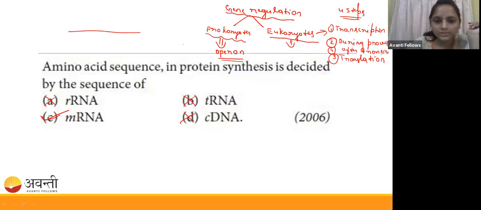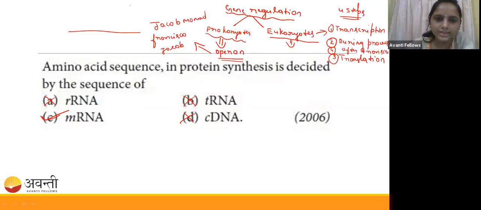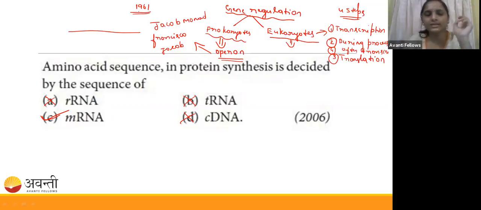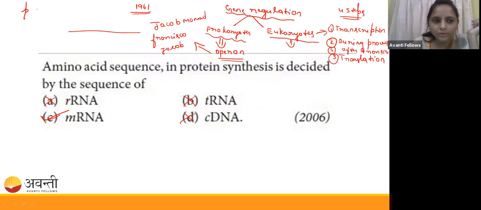Okay, so this operon type of the gene regulation was given by Jacob Monod and Francois Jacob in the year 1961. Okay, guys, in the year 1961, the first gene regulation was discovered to be the lac operon. Okay, so lac operon.